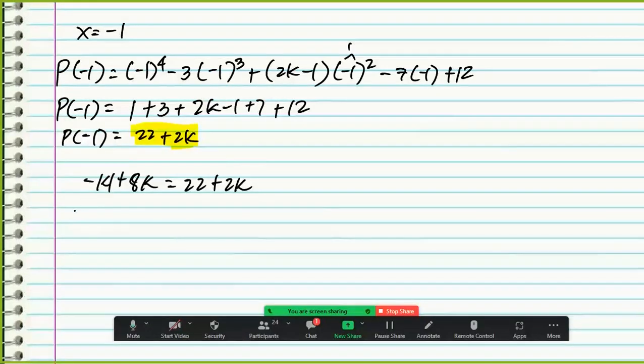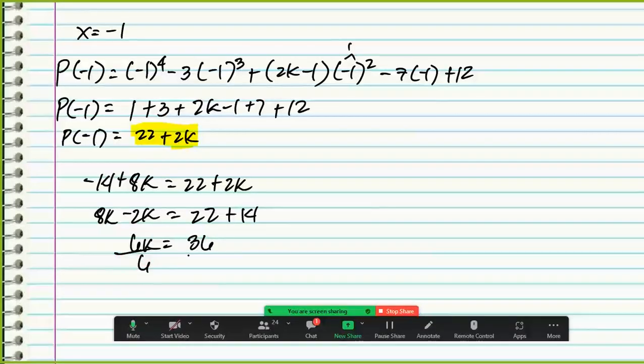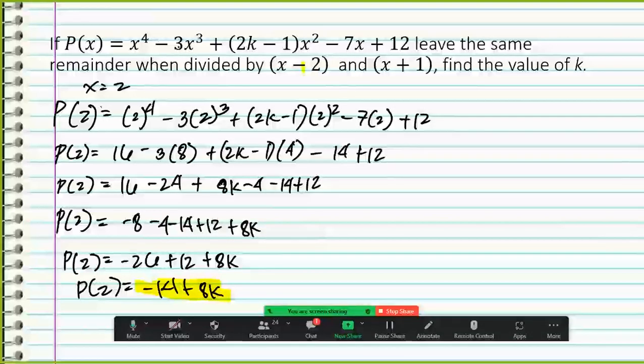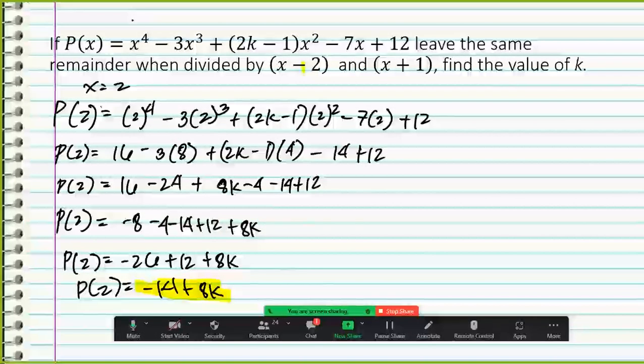So now we will operate. So we have 8k. So transpose negative 2k. Positive 2k, it will become negative 2k. Then we have 22 here. Then transpose negative 14. So it will become positive 14. Then we have 6k equals 22 plus 14. So we have 36. Divide both sides by 6. So we have k equals 6.